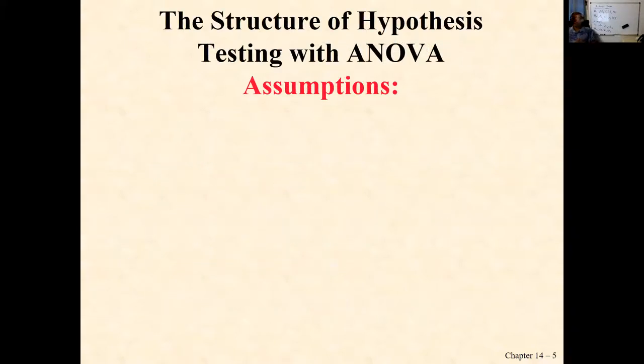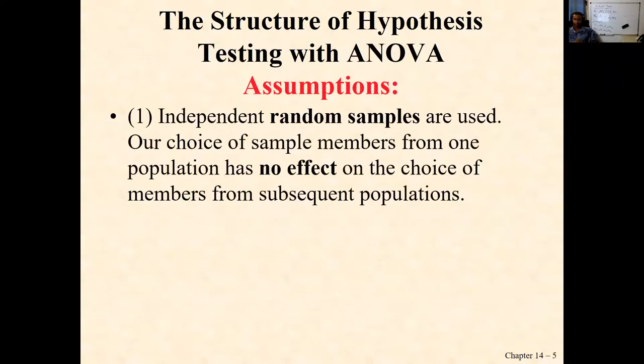All right, so let's talk about the assumptions. The first assumption that you need to meet when you're doing the ANOVA procedure is that you're using independent random samples. Now, we already talked about what a random sample is, so there's no point in going over that again. What is an independent random sample? It means that our choice of sample members from one population has no effect on the choice of members from subsequent populations.